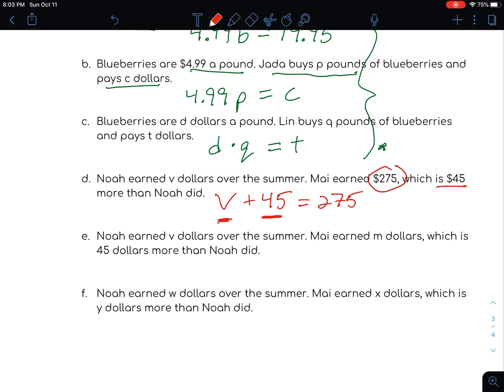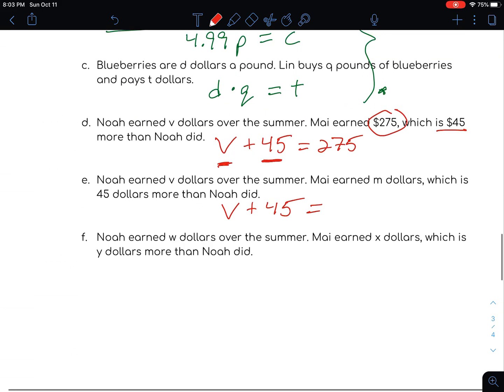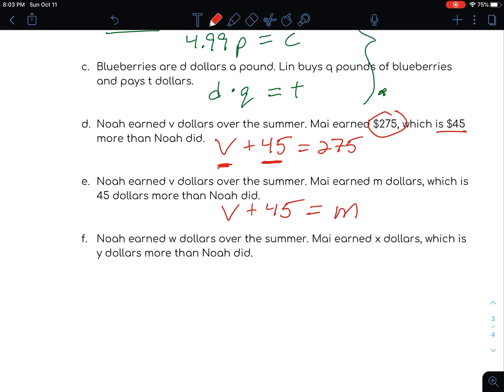All right, E. Noah earned V dollars over the summer. Mai earned M dollars, which is $45 more than Noah. Okay, so once again, we have V plus 45, but this time we don't know what Mai's total is. We just know it's $45 more than Noah. So there we have her total of M dollars.